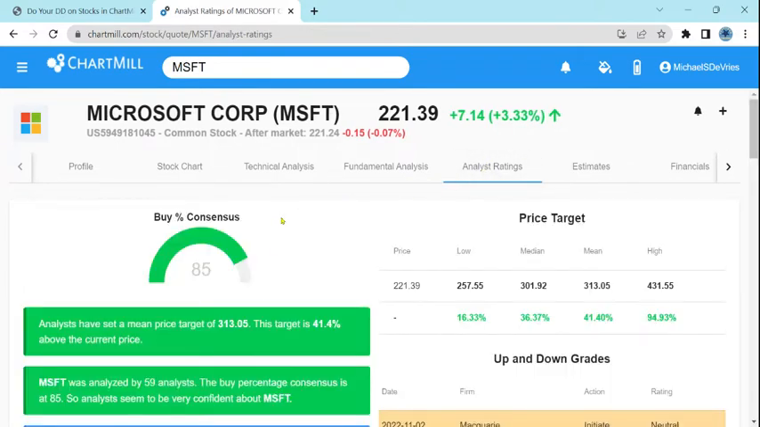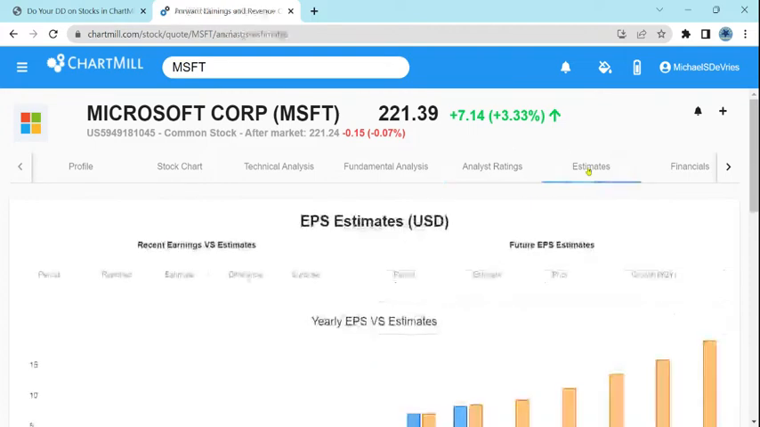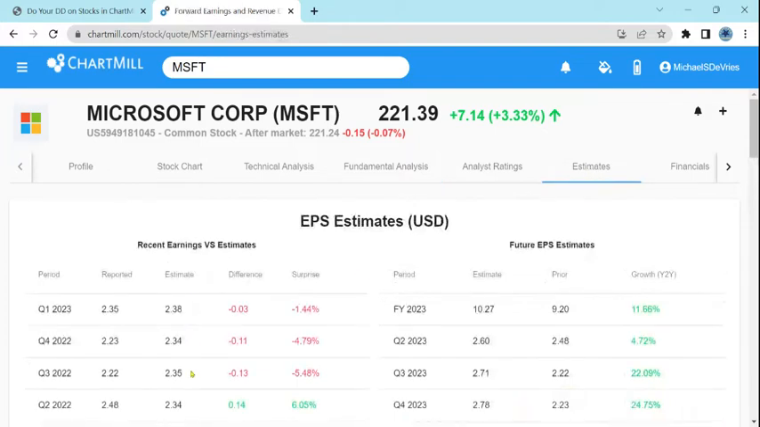And you have analyst ratings. What do the analysts think of the stock? What are their price targets for the stock? And how have those analyst ratings changed over time? And we have financial estimates, so a lot of the financial data, EPS, etc.